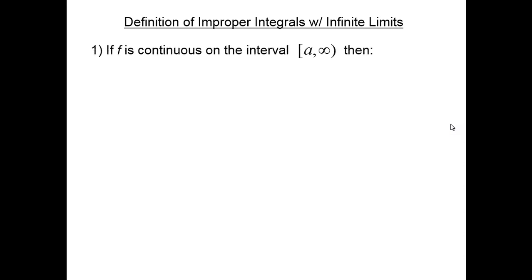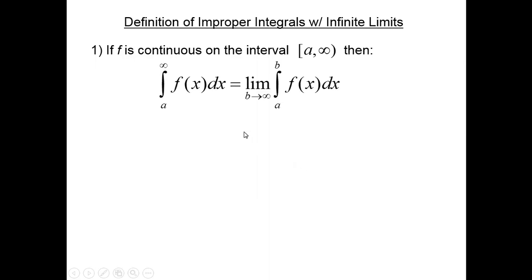And we have some rules here that we need to remember for how we're going to rewrite these functions when we're working with them. So rule number 1: if f is continuous on the interval from a to infinity, then the integral of the function from a to infinity turns into the limit as b approaches infinity of the integral from a to b. This is like the example we had in the last problem. A is a constant. We rewrite it as the limit as b goes to infinity.